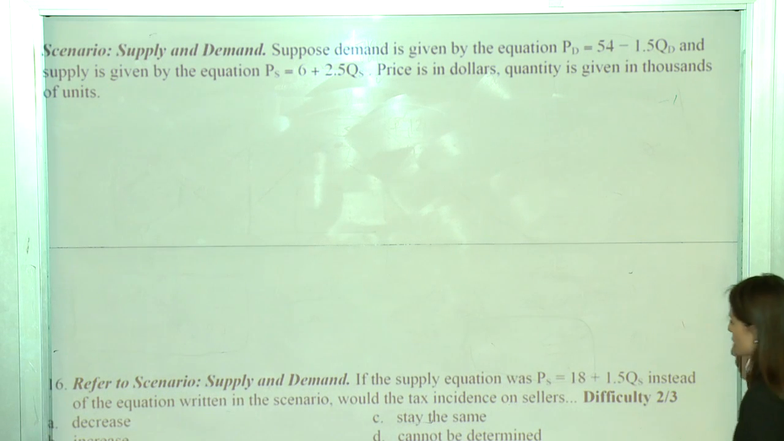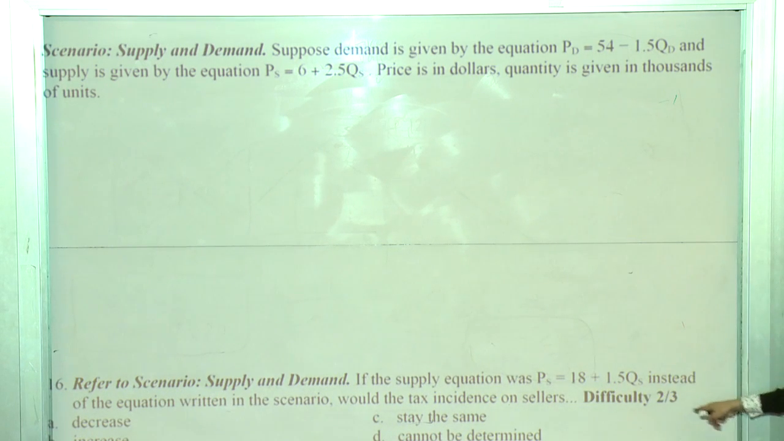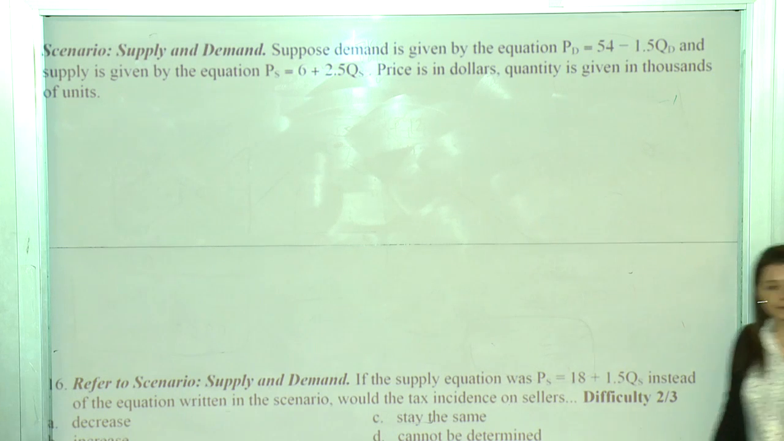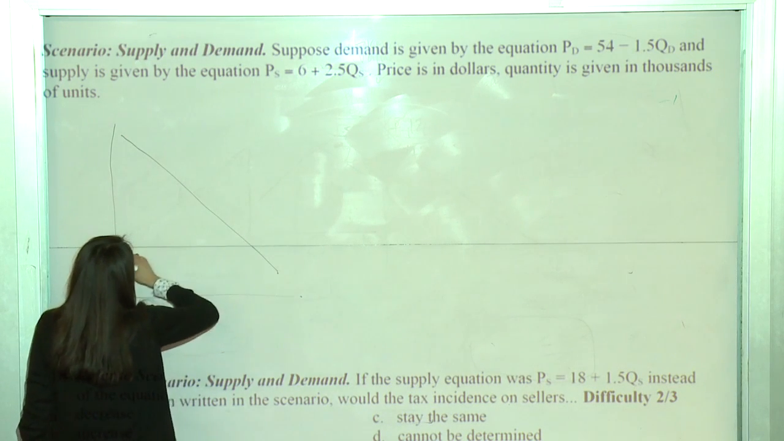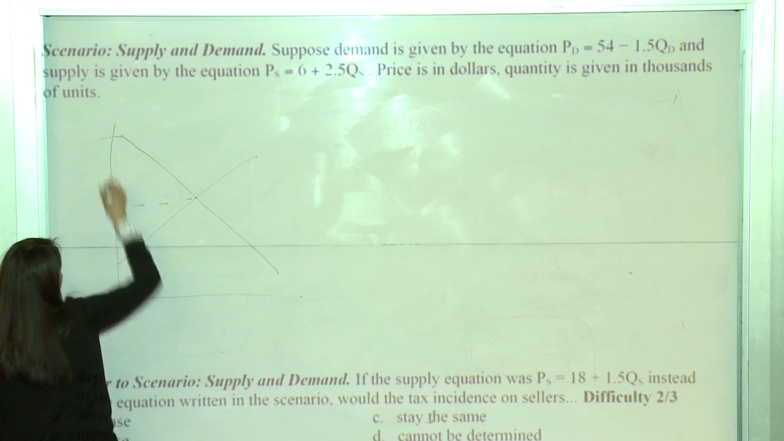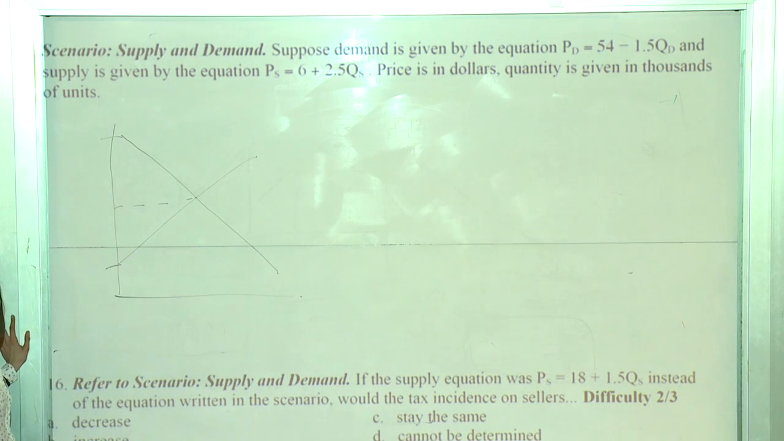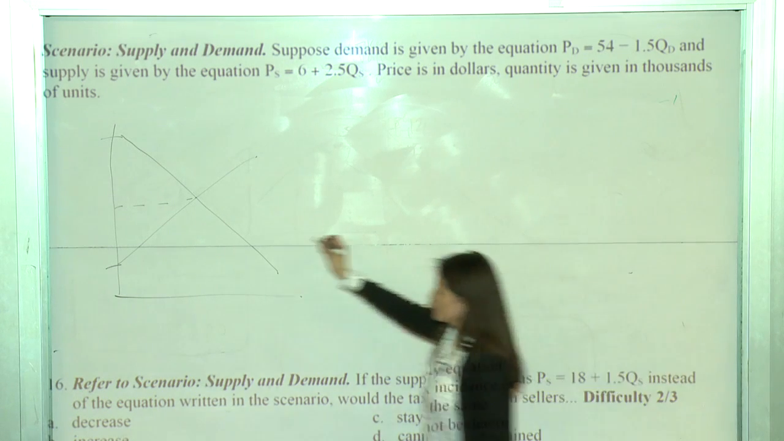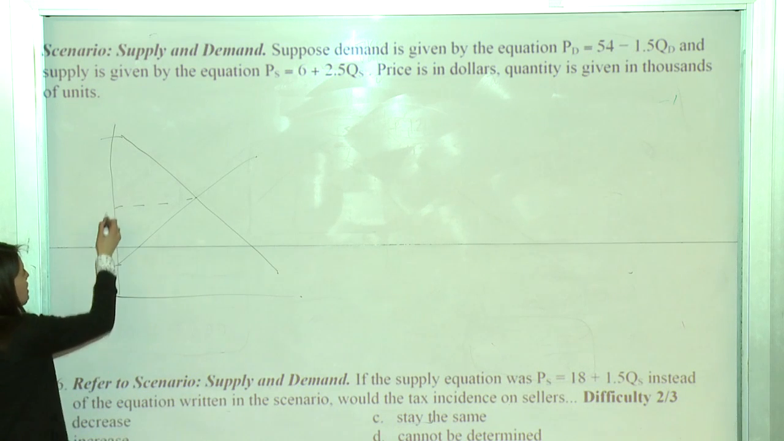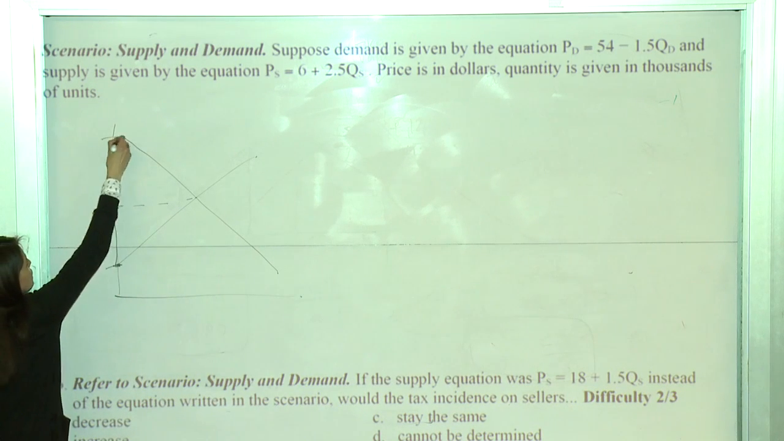Now, 16. Again, if the supply equation was this, instead of the equation written in the scenario, would the tax incidence on the sellers decrease, increase, stay the same, or cannot be determined? So, how are we measuring the tax incidence? Yes? It's the portion under the price. Is this on the sellers in this case? Right, exactly. So this is the portion relative to the whole thing, right?